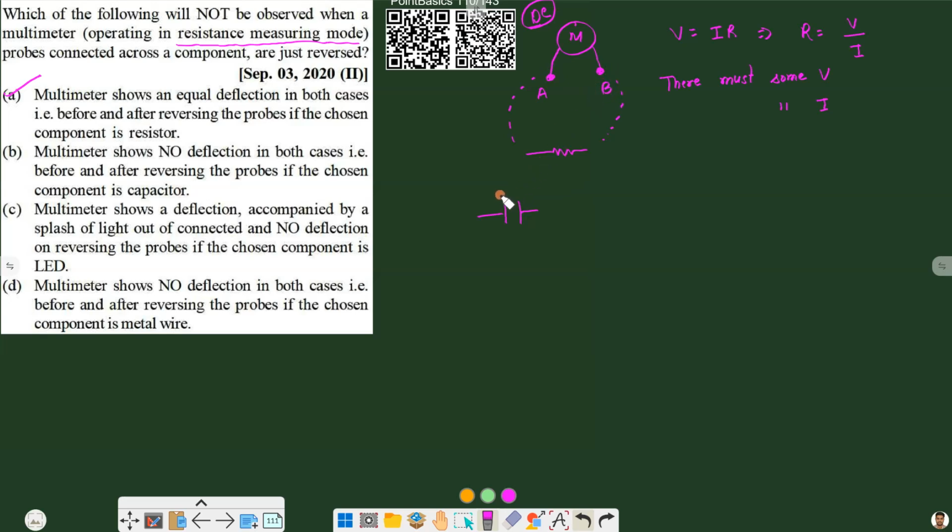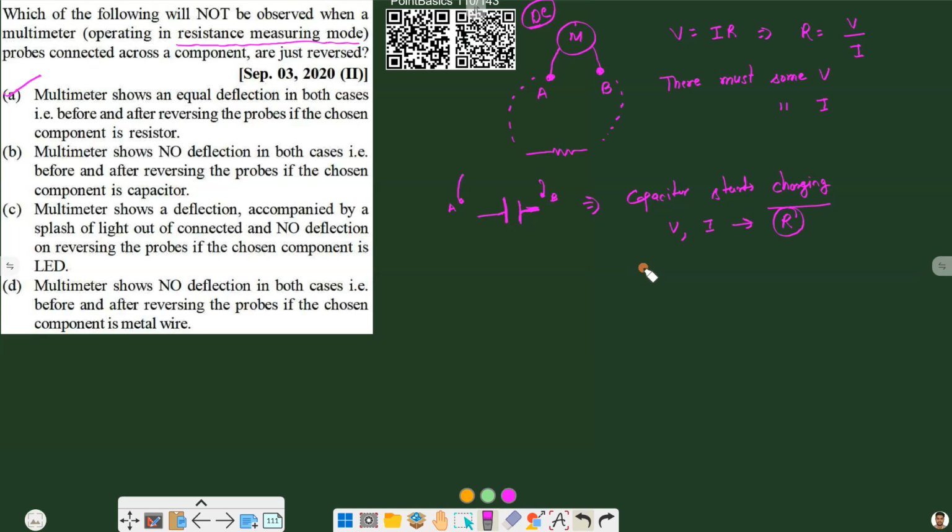So when we have a capacitor and we connect terminals A and B to this capacitor, what will happen? Suppose we have connected terminal A here and terminal B here of the multimeter to the capacitor. So initially the capacitor is discharged. So what will happen? The capacitor starts charging. And now if the capacitor is charging, there will be some potential across it and some current across it. So it will show some resistance.